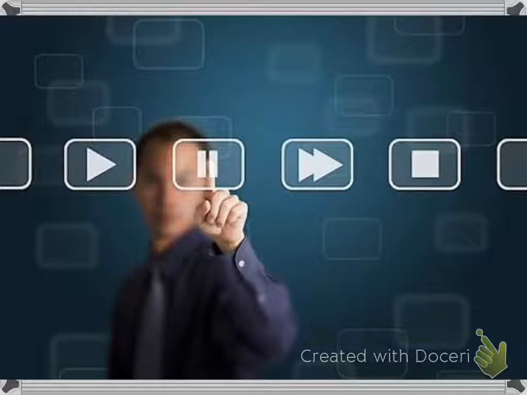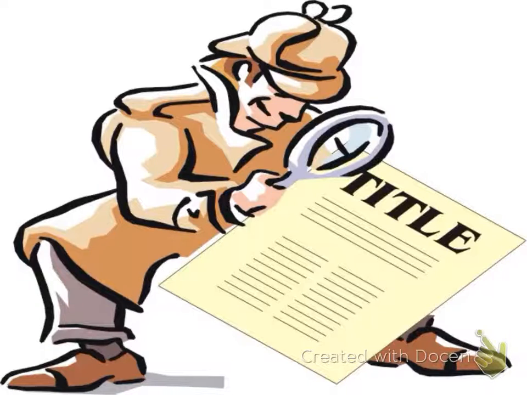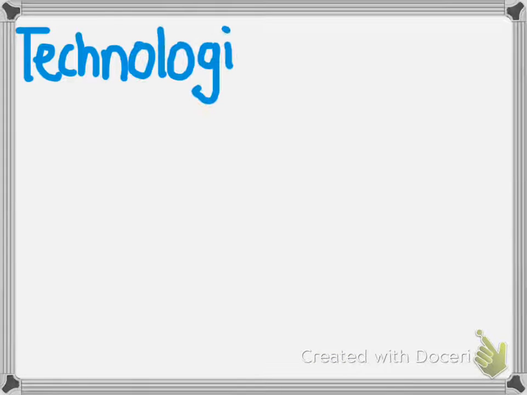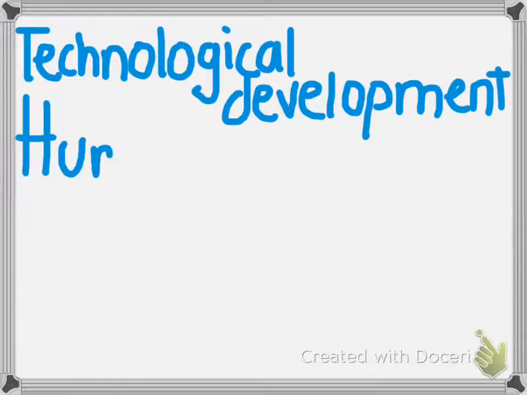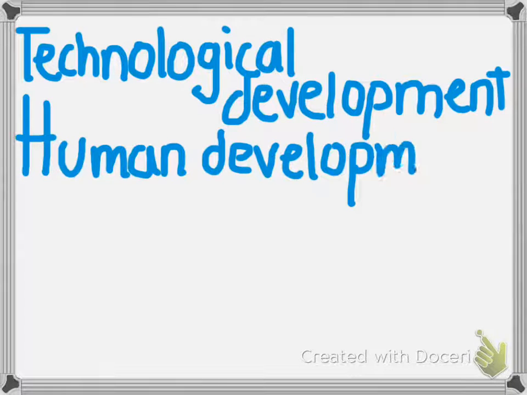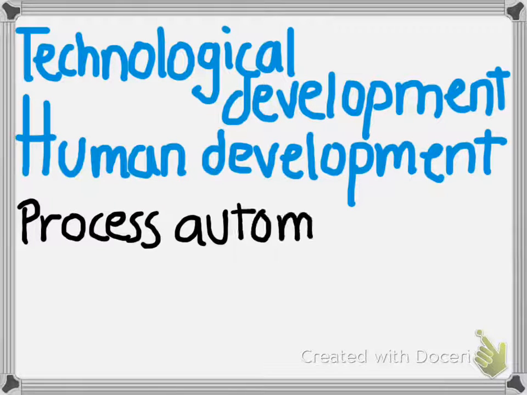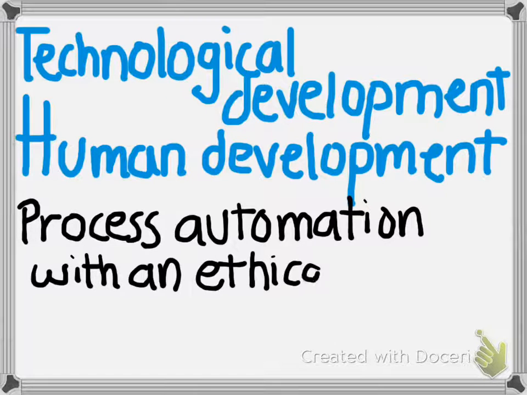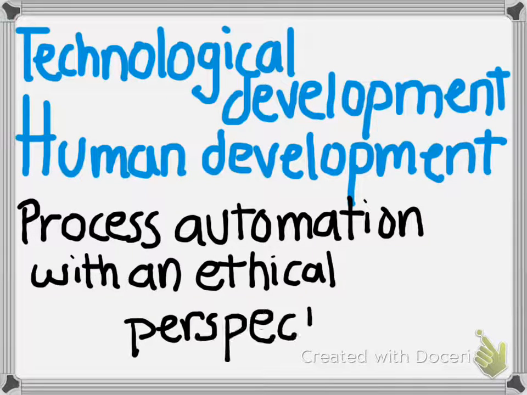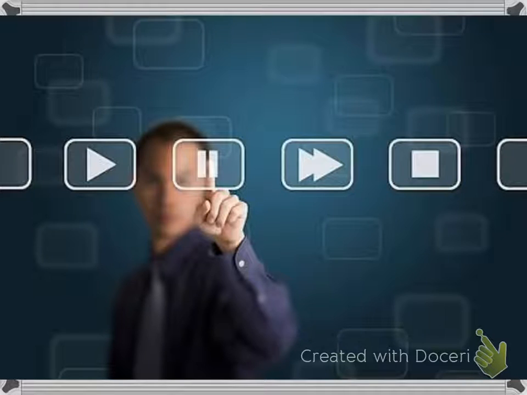The final step is to choose your title. Think about something catchy and original. For example, technological development, human development. If you think it is very general or it doesn't address properly your paper, you may add a subtitle. Let's say, Process Automation with an Ethical Perspective. Pause this video and think about your title. When you have finished, continue watching this video.